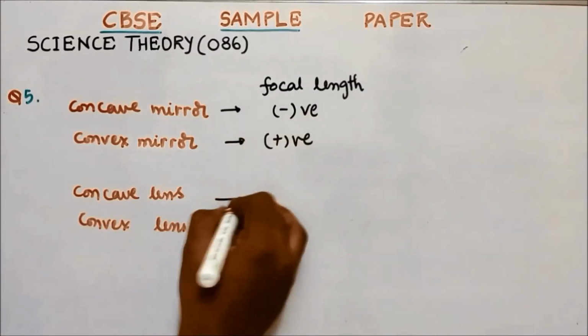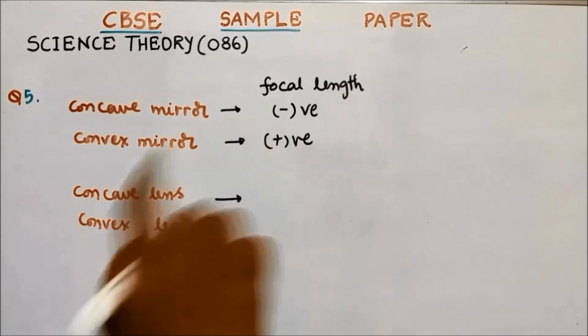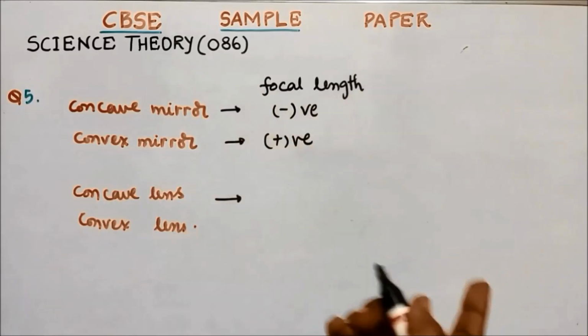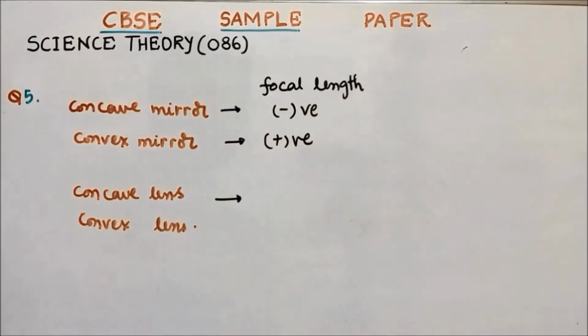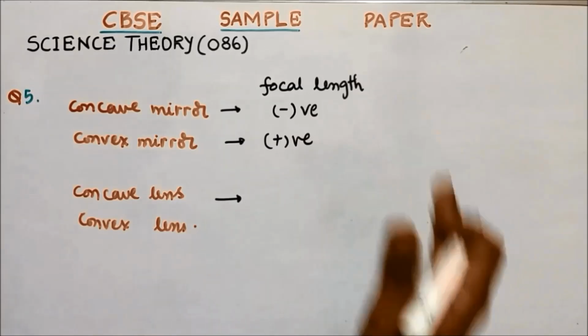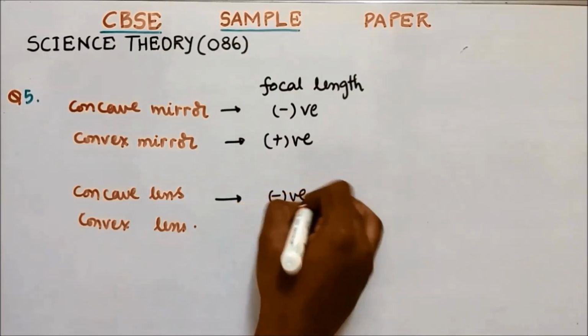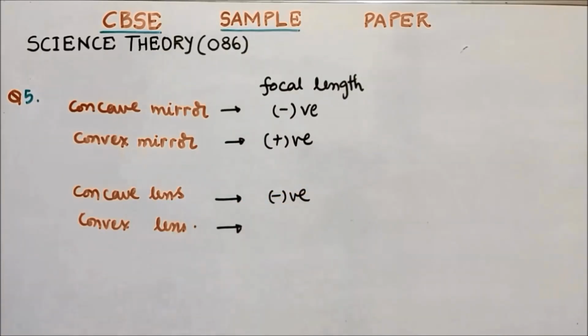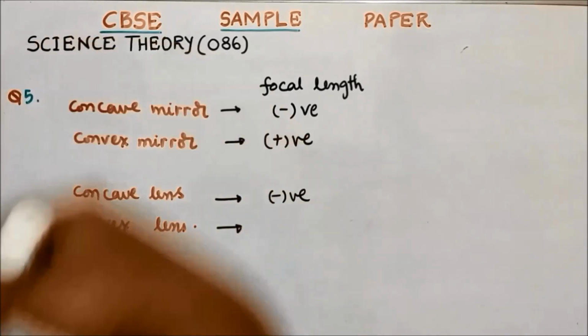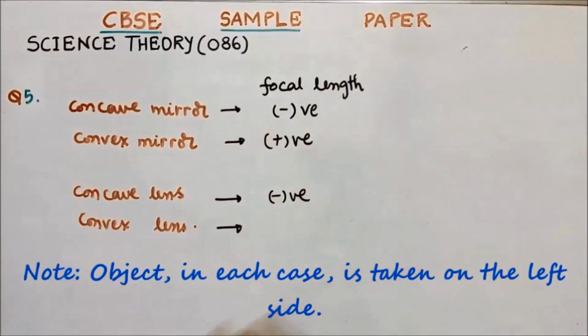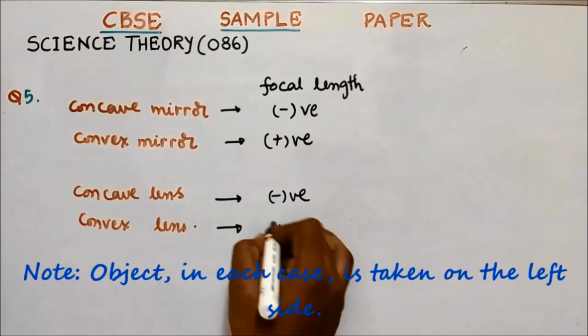Concave lens, focal length: for a lens, the focal length lies on both sides, but you have to consider that side of the lens at which converging or diverging happens. So in a concave lens, the divergence happens due to the focal length on the left side. So the focal length is negative, and for the convex lens, the convergence takes place because the focus is on the right hand side. So that is positive.